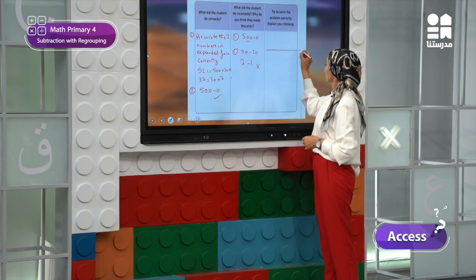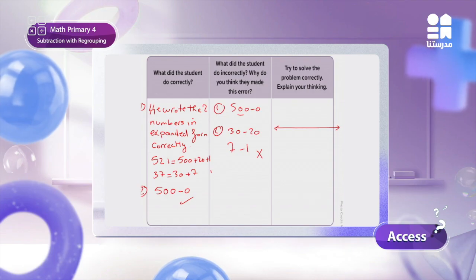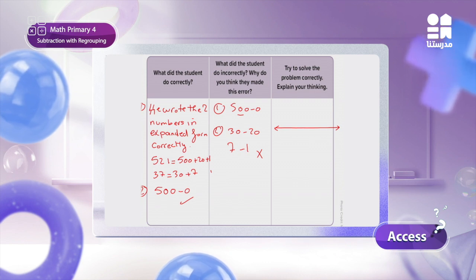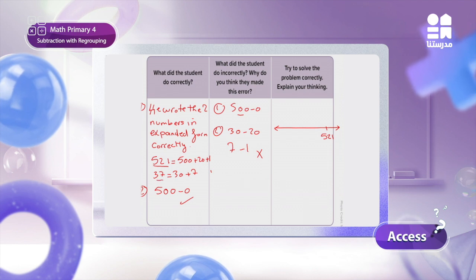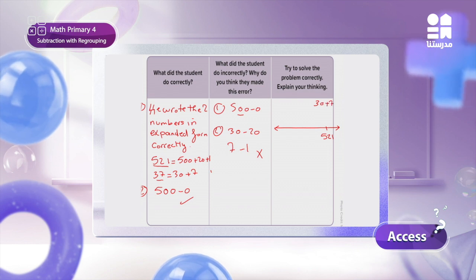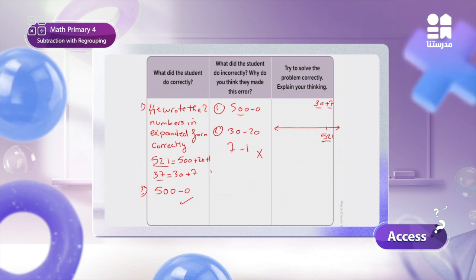Let's solve it. I will draw the number line. I will start from the big number, which is 521. And what about the second number? This is the first number. The second number is 37. So I will make it in expanded form. It will be 30 plus 7. Then what should I do? Yes, I will jump, or I will subtract these two numbers from the biggest one.